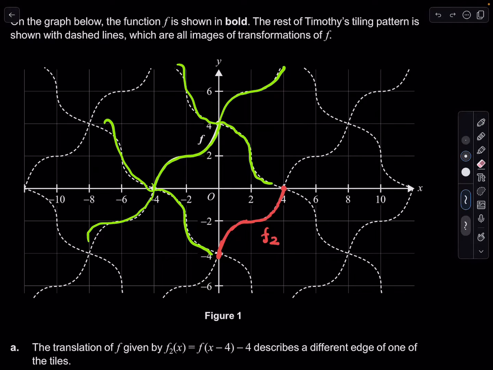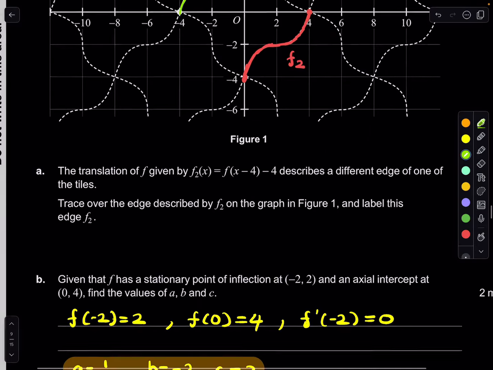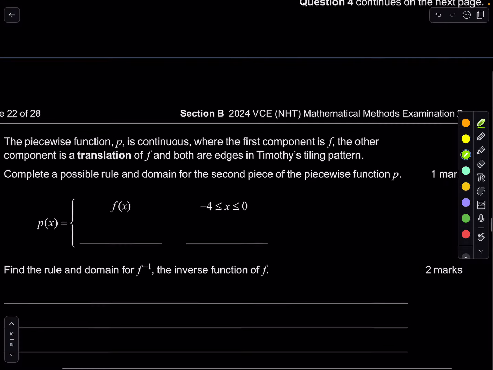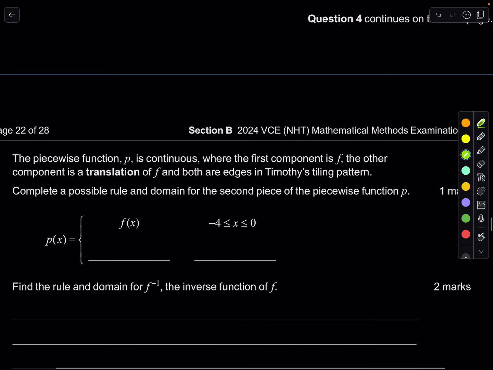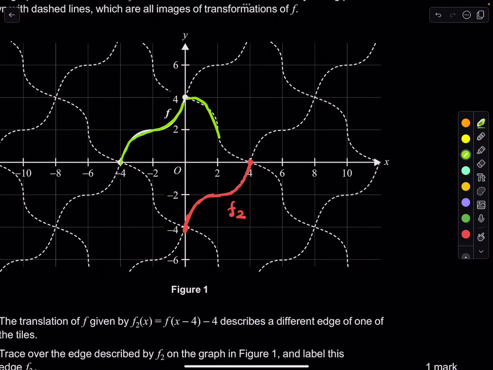That's the hint. So having a look at this, if you have your f here, and it can only be translated because they told you it was a component that is a translation of f on both edges in Timothy's tiling pattern, what would happen? It cannot be this one over here. Why not? Even if you translate it, let's say 2 units to the right, or 4 units to the right, what's it going to look like? It's going to look like this. It doesn't look like that. And you can reflect it, but in other words, this f, you can't actually get this.